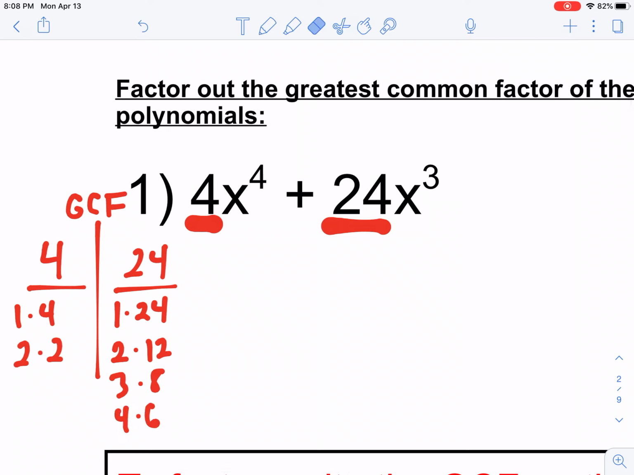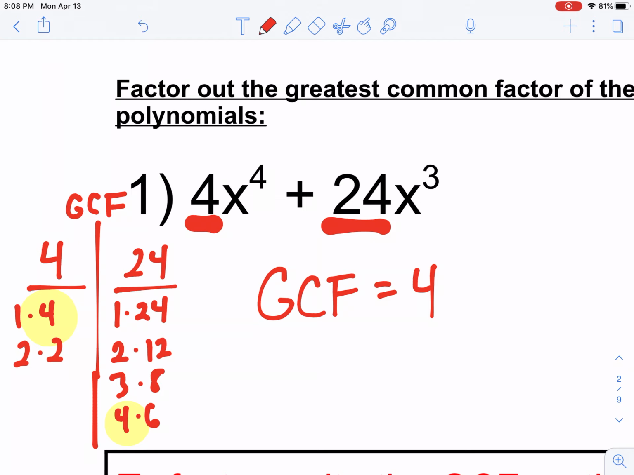Okay? Now, if you're looking for the greatest common factor, that means what is the highest number that is common to both 4 and 24? AKA, what's the highest number that they share in common of their factors? Well, 4, right? 4 is a factor of 4, and 4 is a factor of 24. It's a factor of both numbers. So the GCF of 4 and 24 is the number 4 because it appears in both lists. Okay? Now for the tricky part.